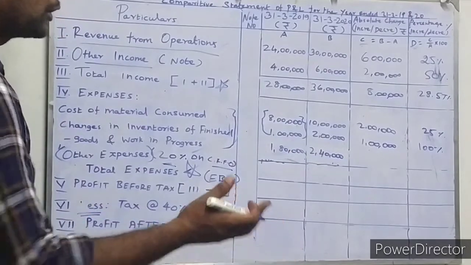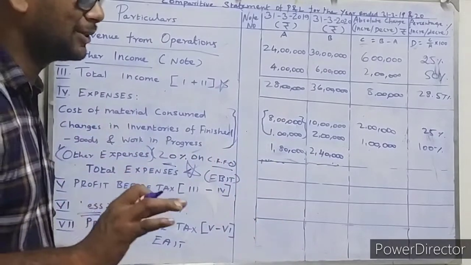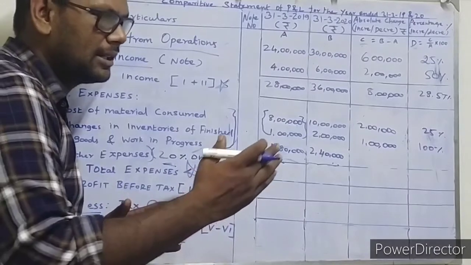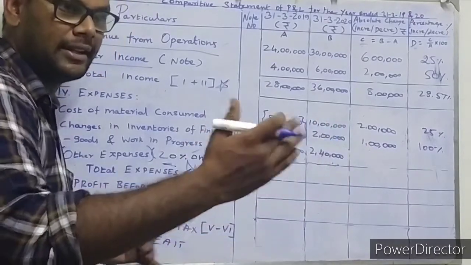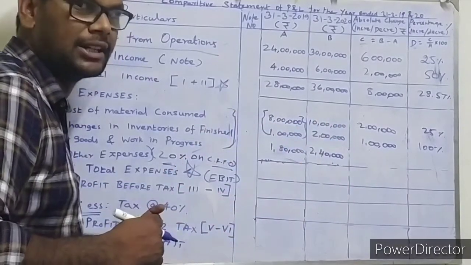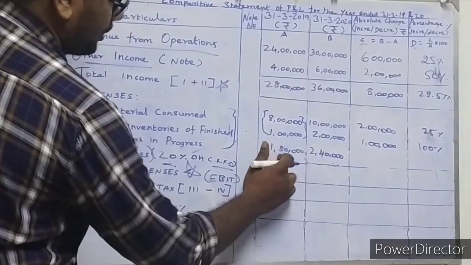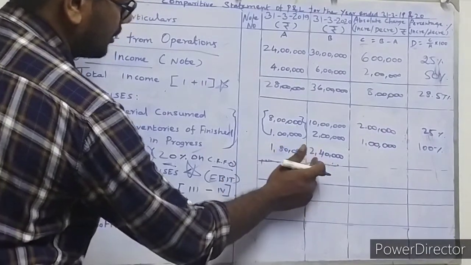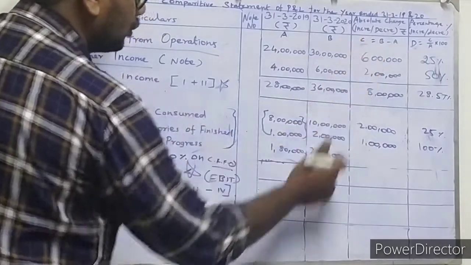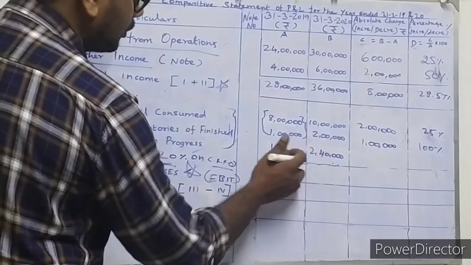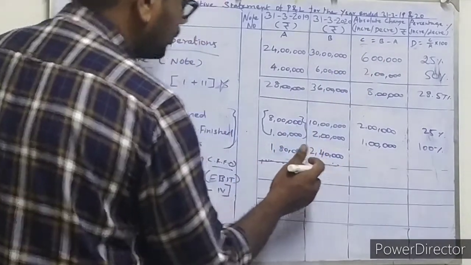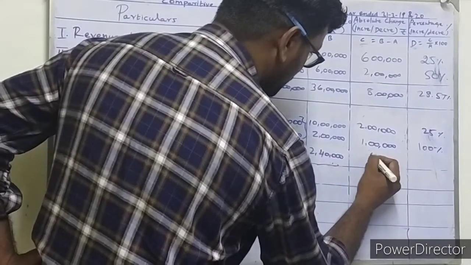I am doing all the working notes over here. You also don't do it like this, okay? In your paper, nearly 20% of the space on your right hand side you allot especially for working notes. So the difference between these two, it is the previous year, it is the current year. So C is equal to B minus A. 2,40,000 minus 1,80,000 is equal to 60,000 rupees, isn't it?